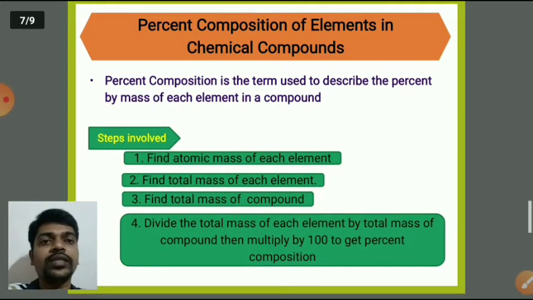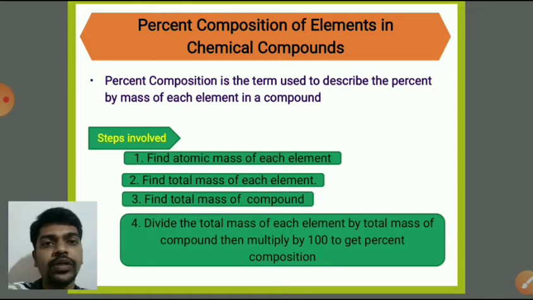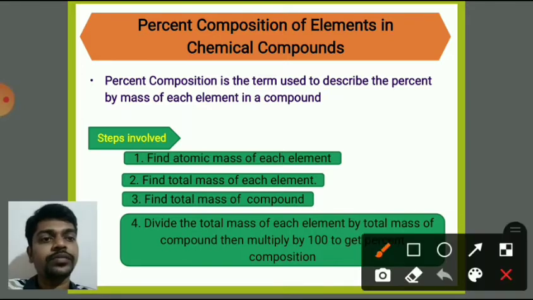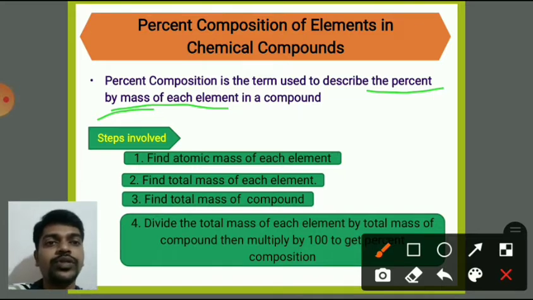Now the next one is the percent composition of elements in chemical compounds. Percent composition is the term used to describe the percent of an element by mass in a compound. So this is percent composition.